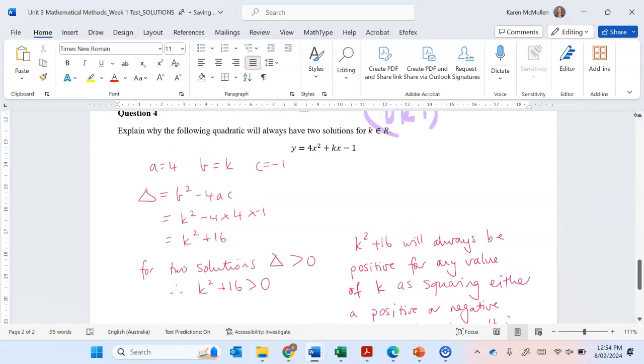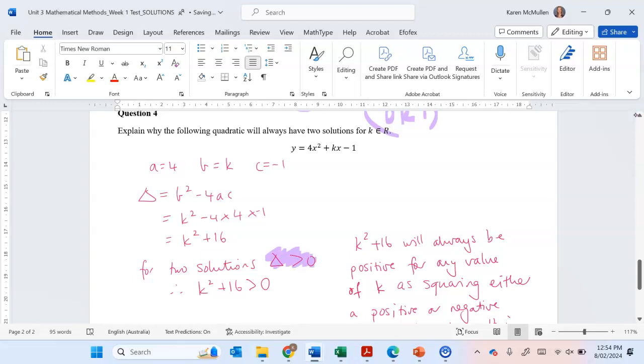Read the question. Explain why the following quadratic will always have two solutions for k is an element of R. So k is any real number, basically. So we know if it always has two solutions, it is always going to cross that x-axis. It's not going to sit on it, it's always going to cross it. So if we've got two solutions, it means your discriminant, here we are, has to be greater than 0.